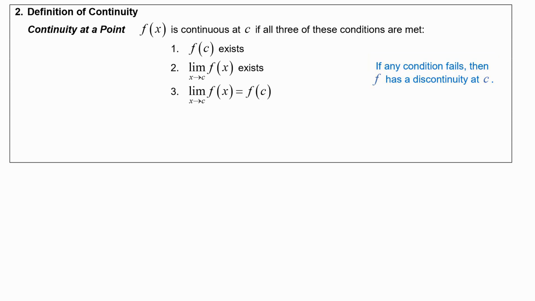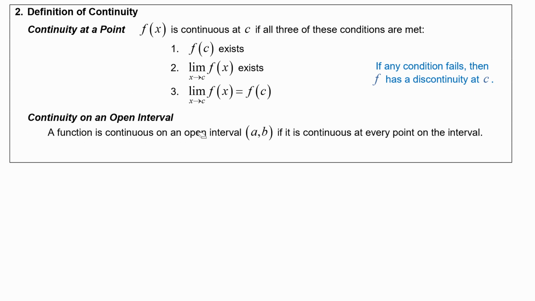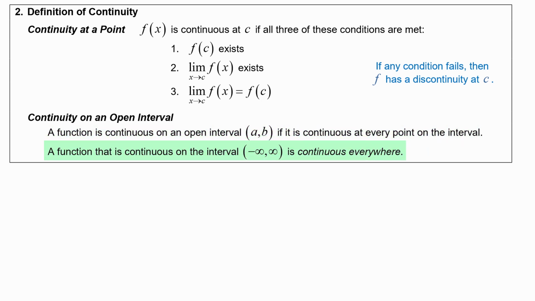Now that we know how to check continuity at a single point, we can talk about continuity on an open interval. A function is continuous on an open interval from a to b if it is continuous at every point on the interval. So that means at every point on the interval, all three of those conditions have to be met. A function that is continuous on the interval from negative infinity to positive infinity, we say is continuous everywhere.